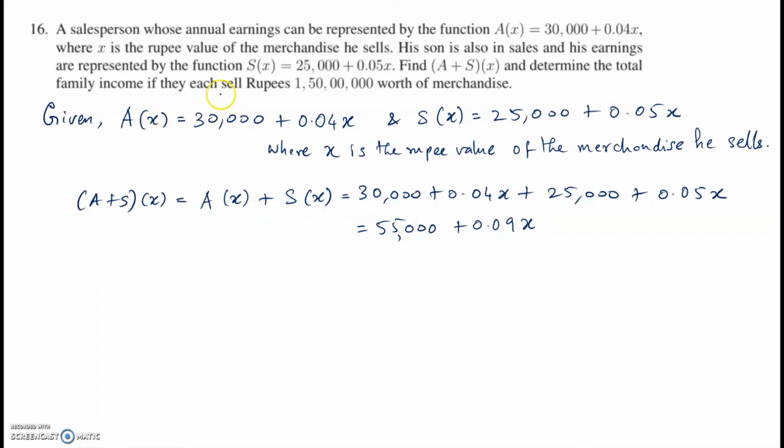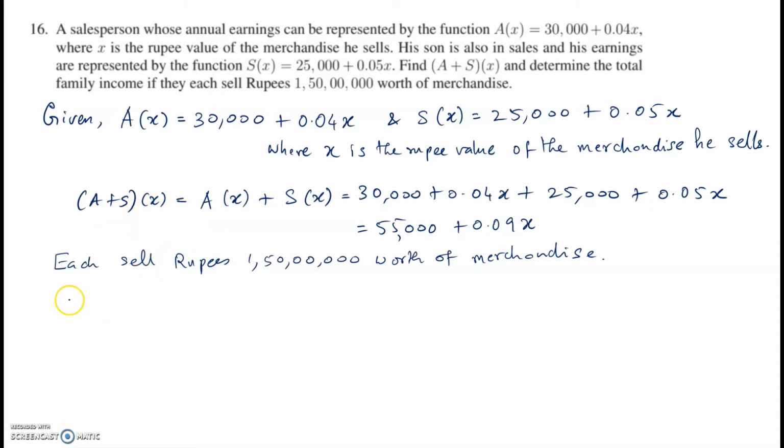Now what is given is that they each sell rupees 1 crore 50 lakh worth of merchandise. Okay, so our x is common for both of them because the value of the x is the same.